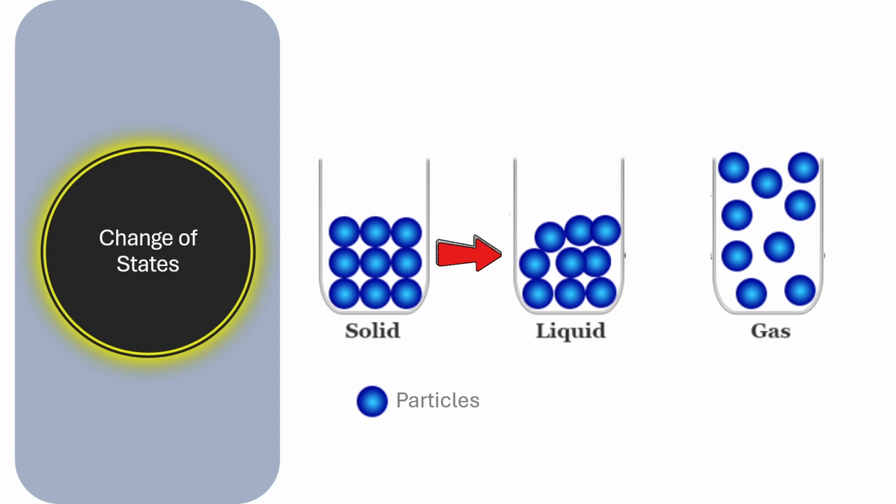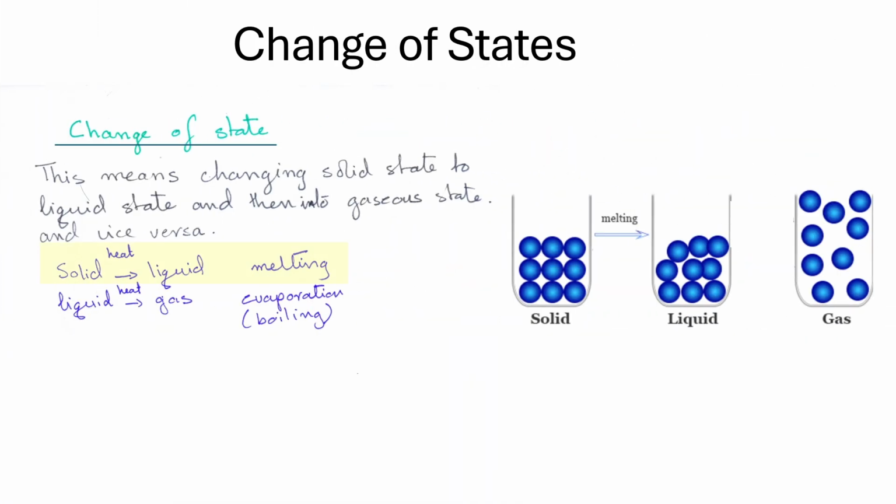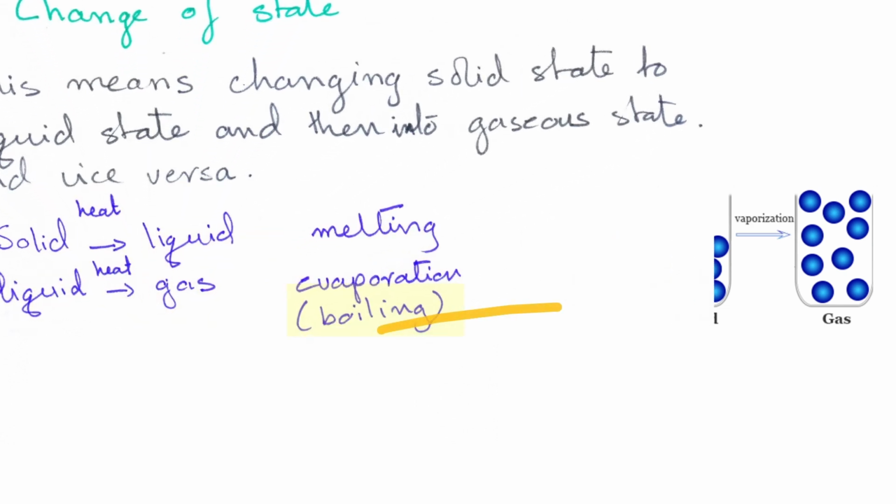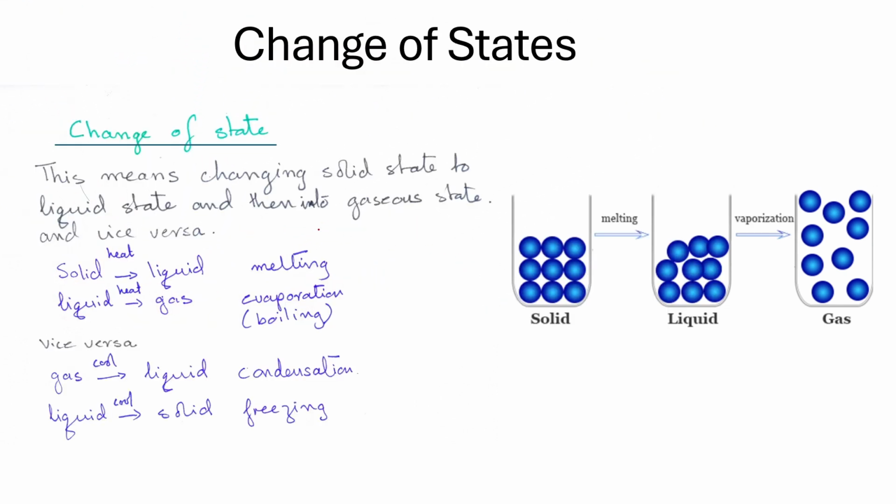This means changing solid state to liquid state and then into gaseous state and vice versa. The equation given over here is that solid changes to liquid, this is called melting. Liquid changes to gas, this is called evaporation, but at very high temperature it changes into boiling. You have to apply heat over there so that we can change the state.